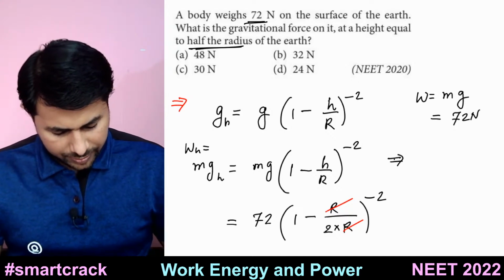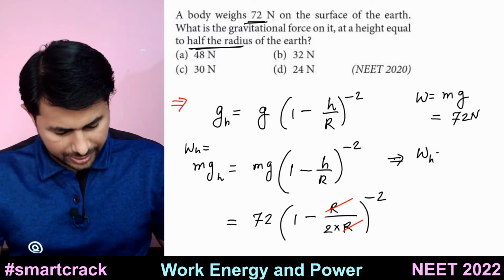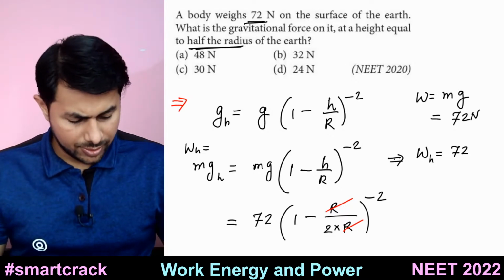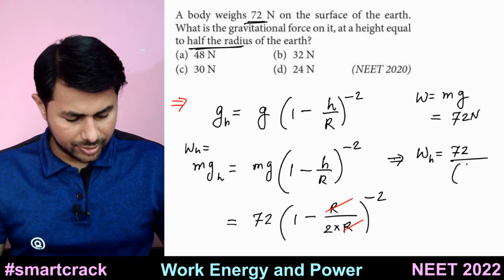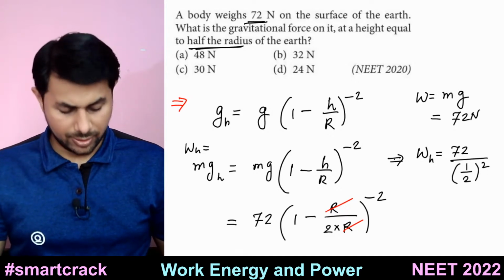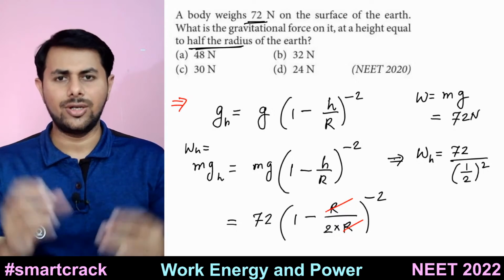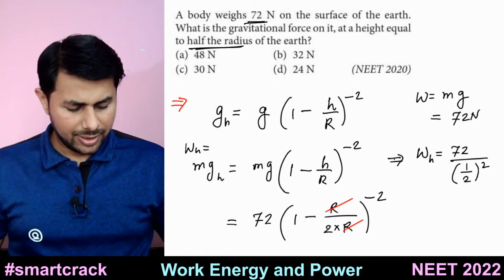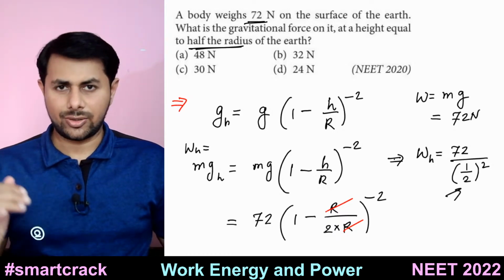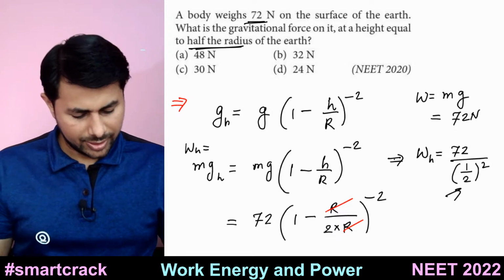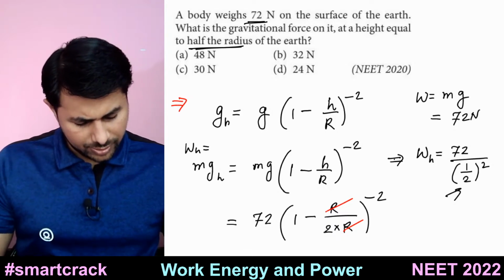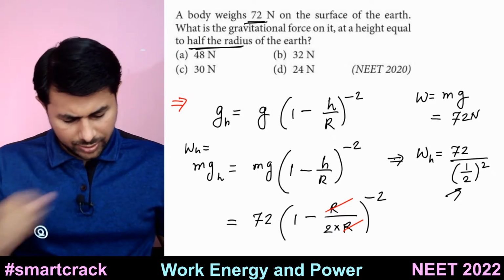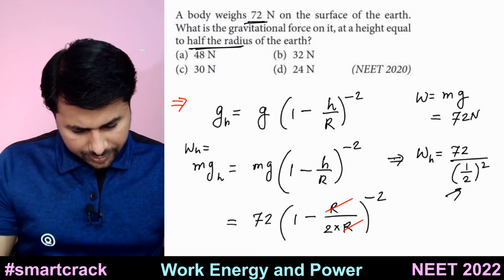W at height h is 72 into 1 by 2 raised to minus 2, or you can take it in the denominator. So in the denominator it will be 1 by 2 raised to 2, and this 2 squared is in the denominator of the denominator. So what will happen? Oh, what did I do? I have done some mistake in the calculation, I guess.